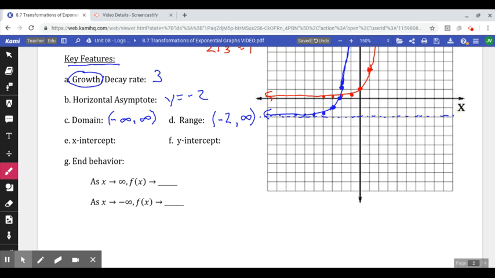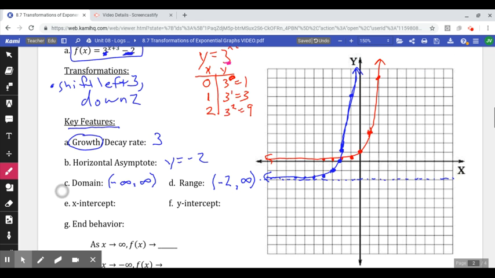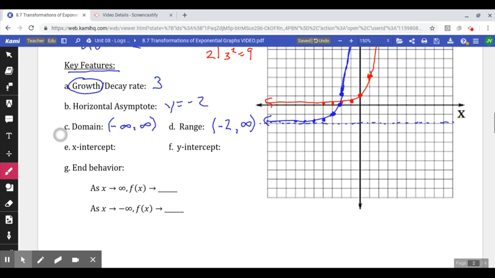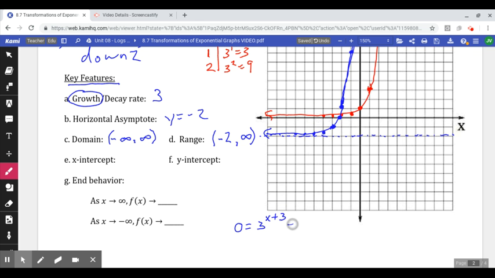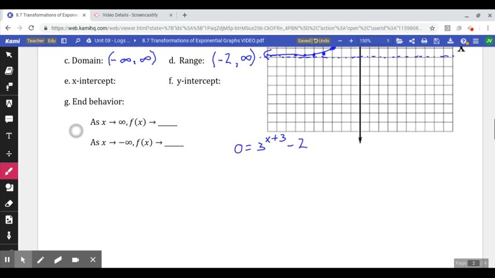The x-intercept happens to be this point right here, so I'll draw your attention to that. There's an interesting way of solving for that x-intercept. I'm going to go back to the equation. So y, and I'm going to use a 0 here, is equal to 3 to the x plus 3, then -2. I'm using 0 for y because if you look at this x-intercept, the y value is 0. So I can add 2 to each side, and I'll have 2 is equal to 3 to the x plus 3.